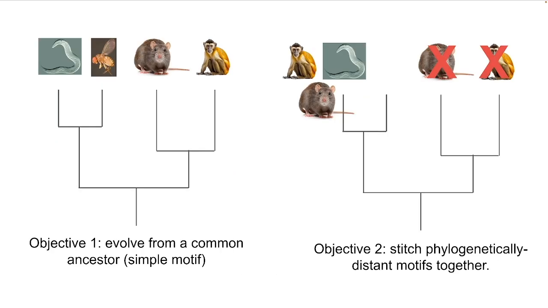So our first objective is to evolve from a common ancestor. So we have some sort of common ancestor. Maybe it's sort of a common plan. We're going to see in this paper that we use abstract shapes and we use Braitenberg vehicles as our two test cases. And we evolve our system from a common ancestor. We have a simple motif that we start with, and then we generate, through a generative process, variation. And then we select that variation.